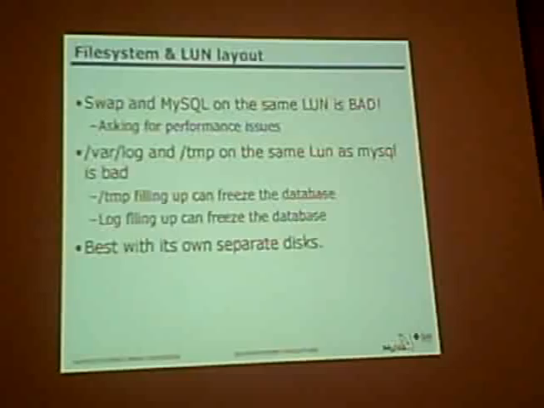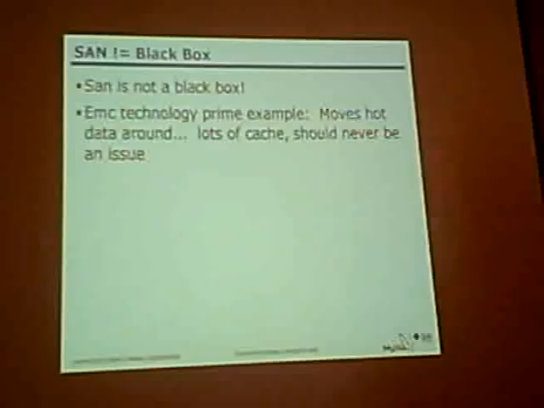Another pet peeve, which doesn't affect performance per se, though sometimes it can, is laying out the file system in the LUNs. In this case, putting swap and MySQL in the same one is typically bad. We have a lot of clients who will make one file system and dump everything on it, one giant LUN. Typically we see substantial performance issues when you start to swap, and that's where you tend to lock up and freeze up. We also see people who fill up things like temp or log space, and all of a sudden MySQL stops working. So if you can isolate the various pieces of the file system, you're going to be better off.